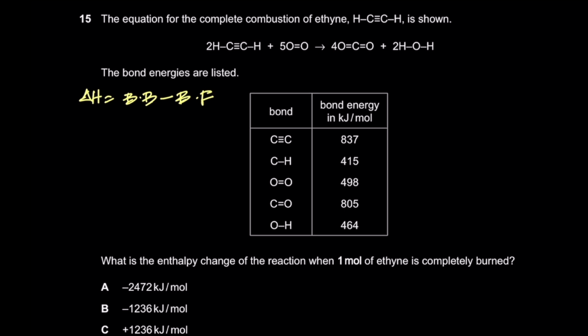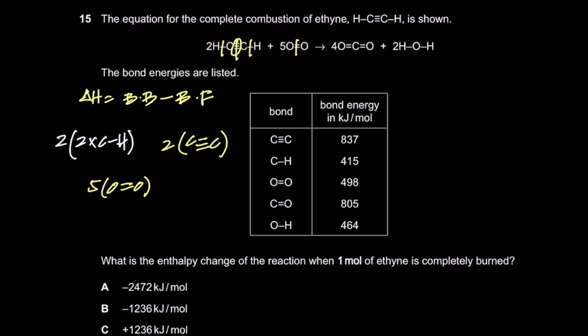So let's check this out. How much energy is going to be taken in? This bond is going to break, this bond, this bond, and this bond. How many C-H bonds do you have? One here and one here, so two C-H bonds. And how many moles? 2, right? So 2 times 2 C-H bonds. And how many C triple bonded to C do you have? One, so that's going to break, and you have 2 moles of this. And how many oxygens? You have one O double bonded to O, and you have 5 moles of that. And you just plug in the values after this, right?